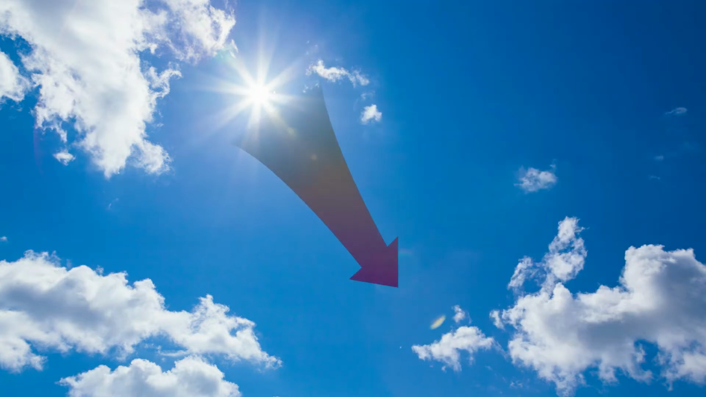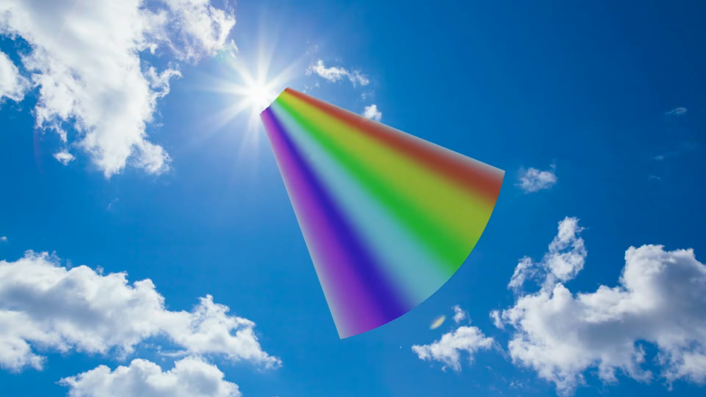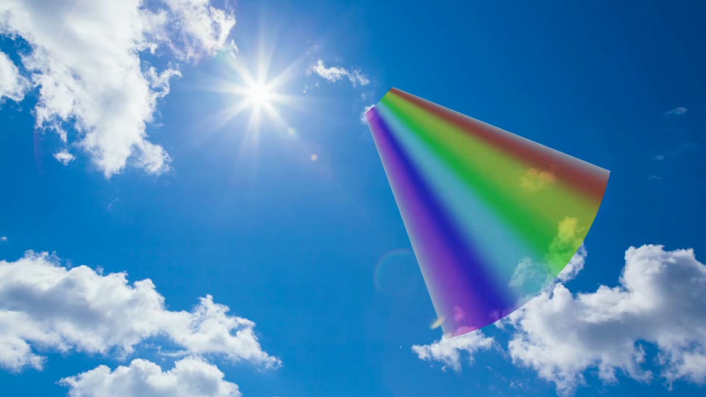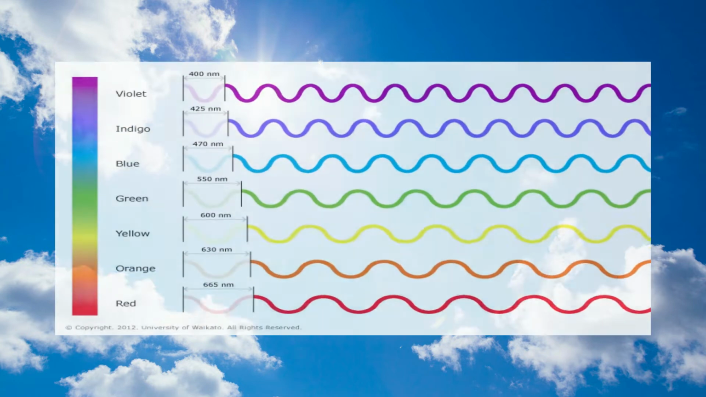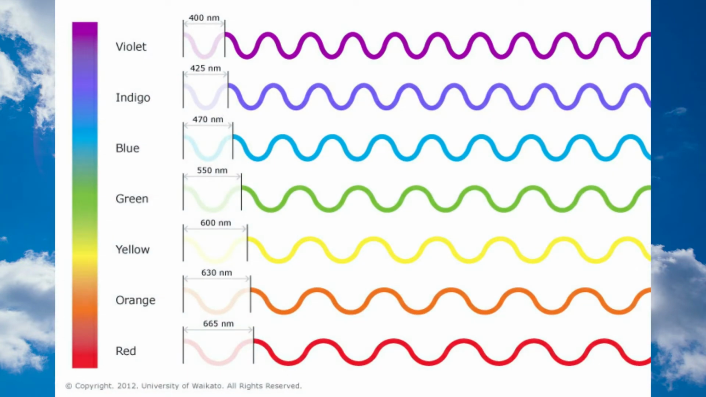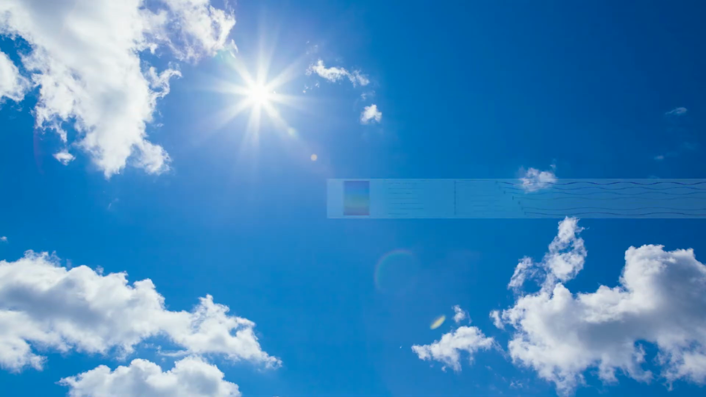The white light that comes from the sun is the mixture of 7 major colors, and each color of light has a different wavelength and frequency associated with it. The violet color light has the shortest wavelength of all, while the red has the largest wavelength.